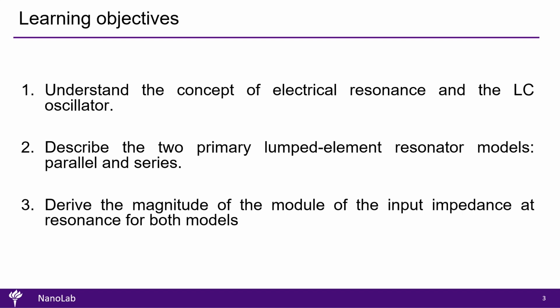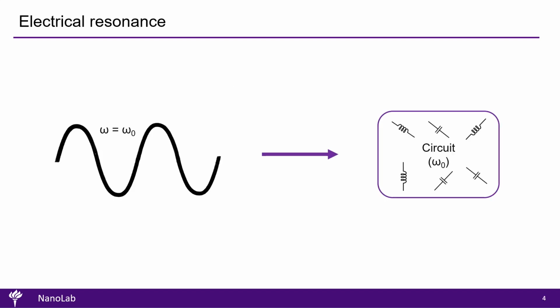Let us now start by defining the concept of electrical resonance. Electrical resonance is a condition that occurs when a circuit is excited by a periodic signal whose frequency matches the circuit's resonant frequency, omega 0. At resonance, the circuit produces a disproportionate response. Whether this response is beneficial depends on the circuit's intended application. For example, resonant circuits, the main topic of this lecture, are circuits that exploit this condition and are used to build devices such as filters, oscillators, frequency meters, and tuned amplifiers.